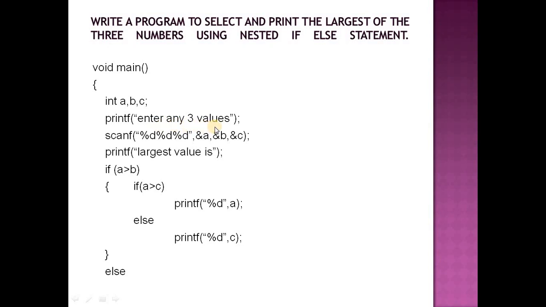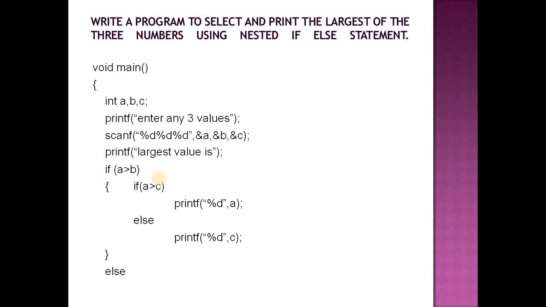Printf enter any three values. Enter any three values will be displayed on the screen and the cursor will start blinking. Scanf %d where you have to input three numbers. The first number you input will be stored in variable A, the second number you input will be stored in variable B, and the third number you input will be stored in variable C. So now we have to compare the three variables. We'll start with first. We'll compare first the variable A with the remaining two variables.